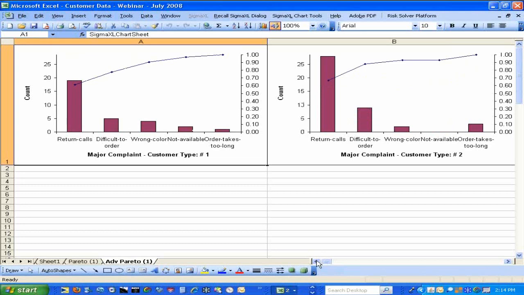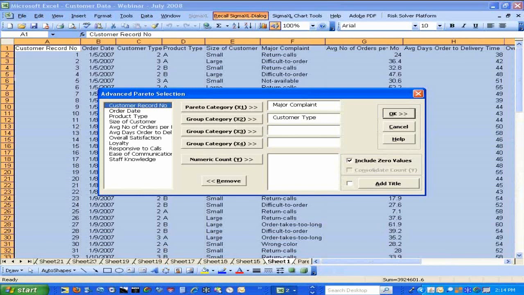So the Pareto chart is a very basic tool. SigmaXL helps you to quickly crank these charts out. Now, I'm not going to go into all the details, but you can really stratify. You can include other group category variables to slice and dice your data even further.